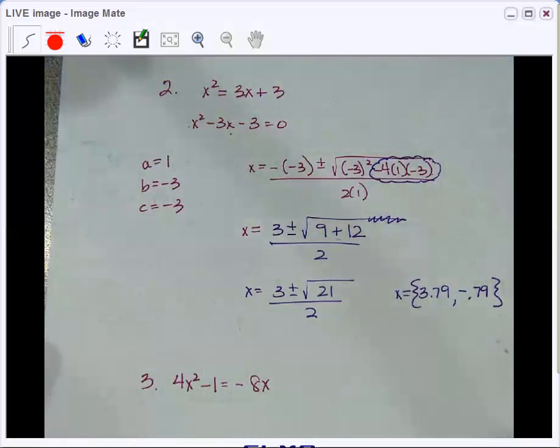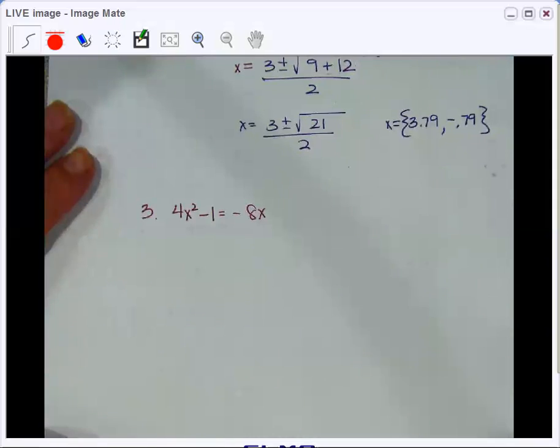Okay, did everybody else get the 3.79 and the negative 0.79? Yeah, I did. Okay, so go ahead and work on number 3 then.